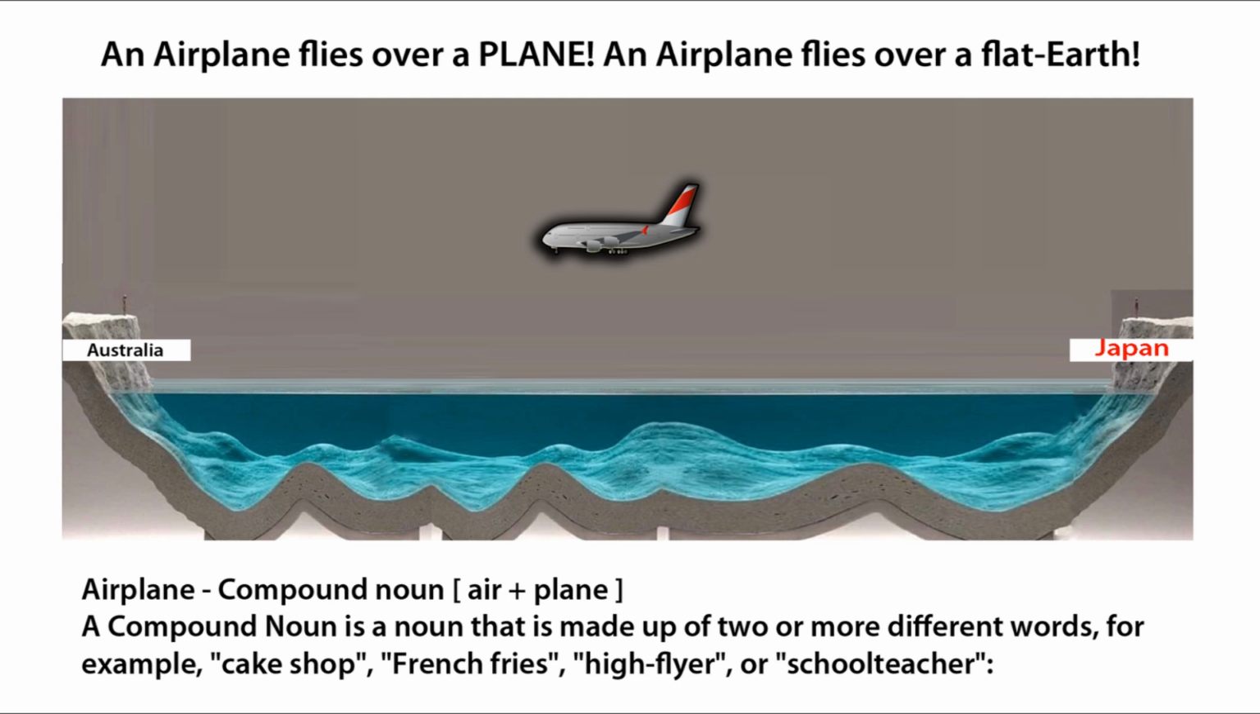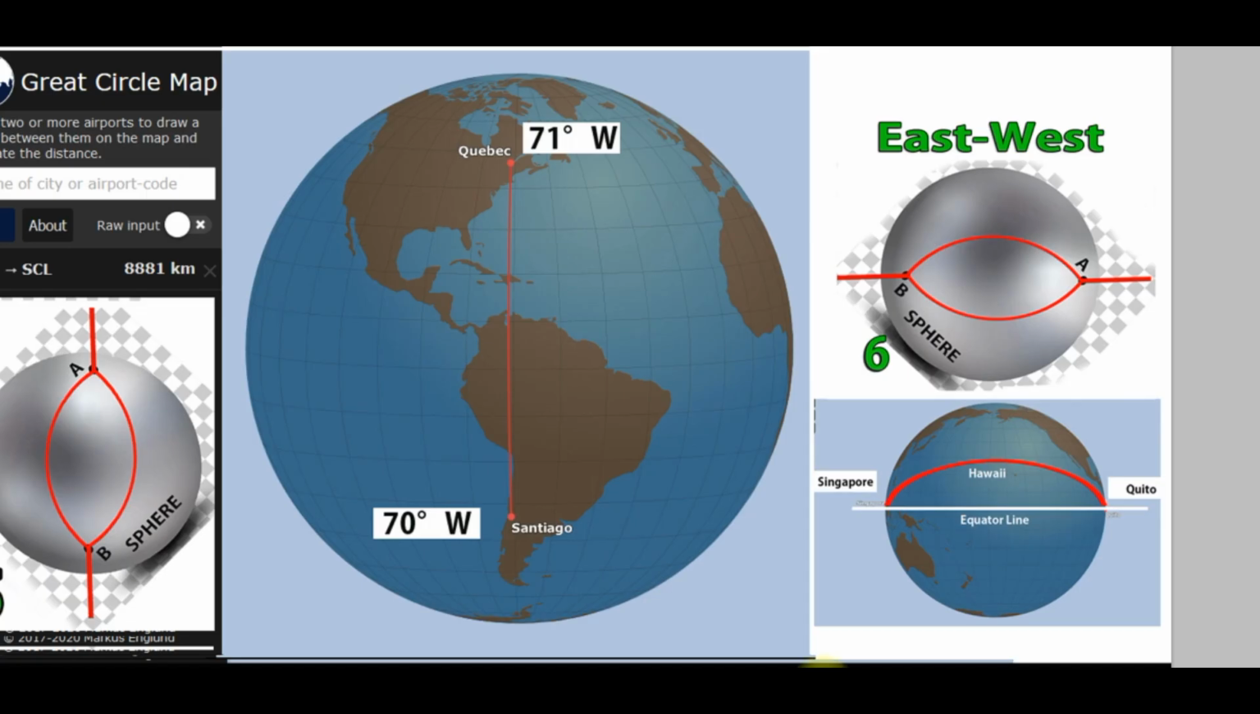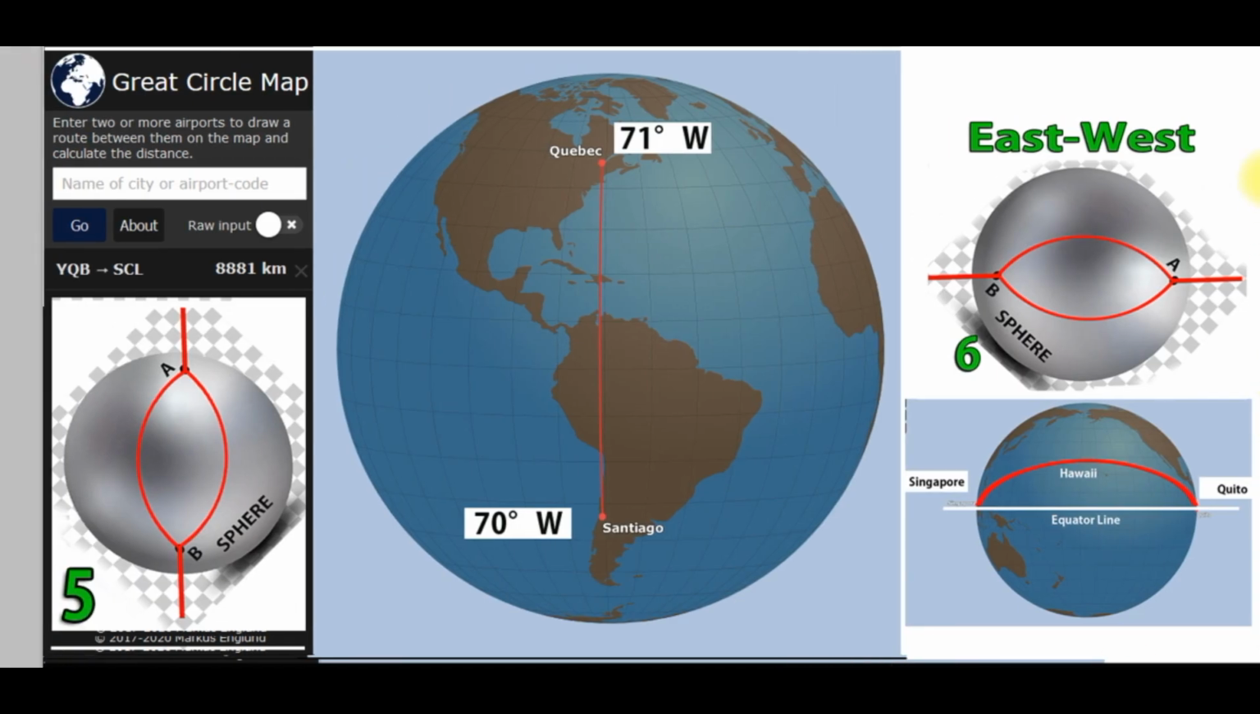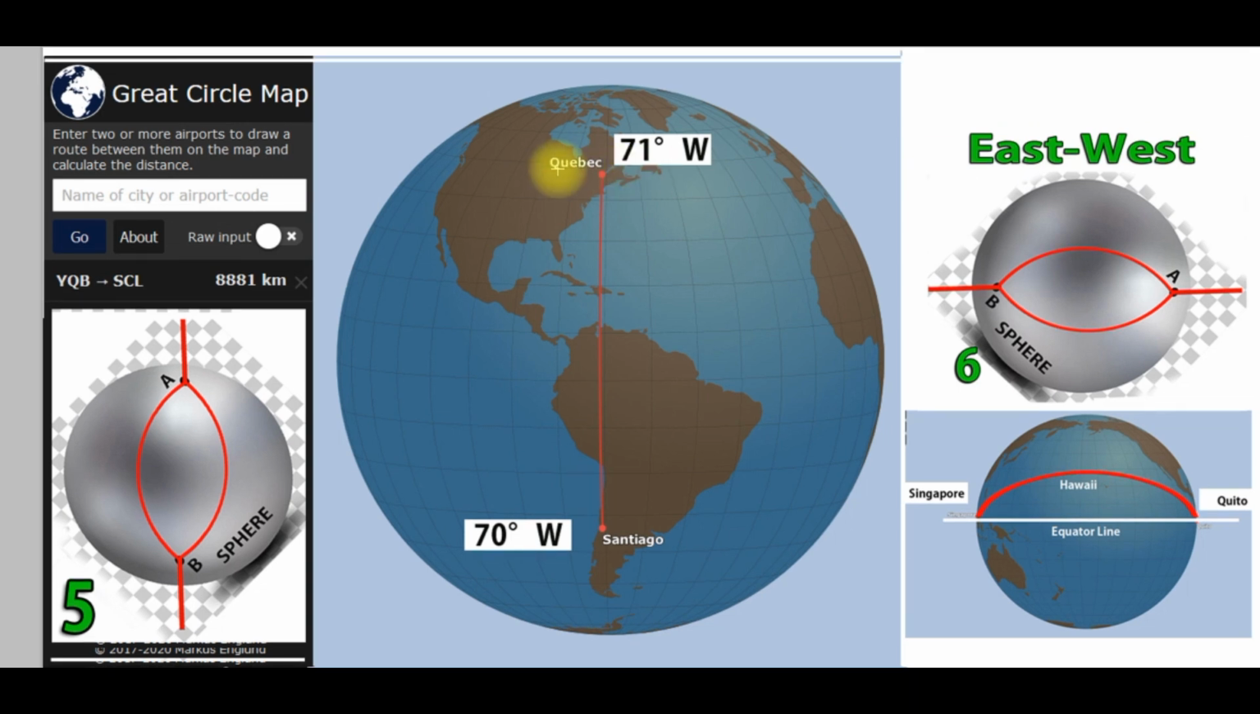Let's move on to flight number 9. Flight number 9 is Quebec in Canada to Santiago, Chile in South America. Quebec stands at 71 west longitude line. Santiago at 70 west longitude line. It's one straight line connecting both cities. Remember, always from east to west, lines arc on a sphere.